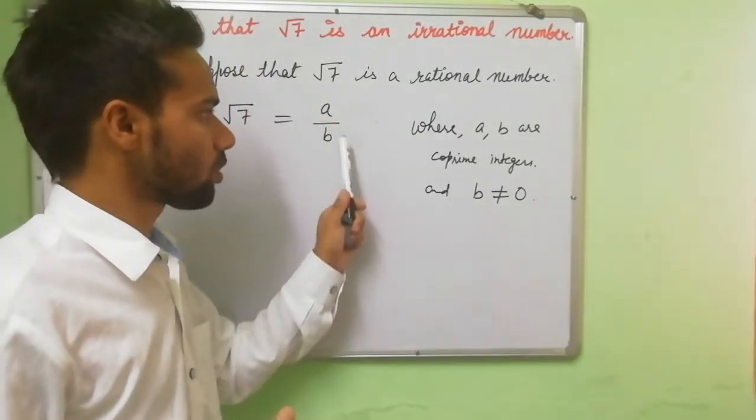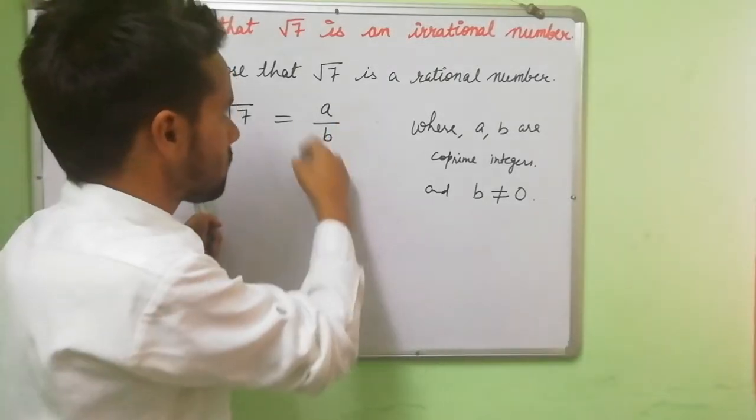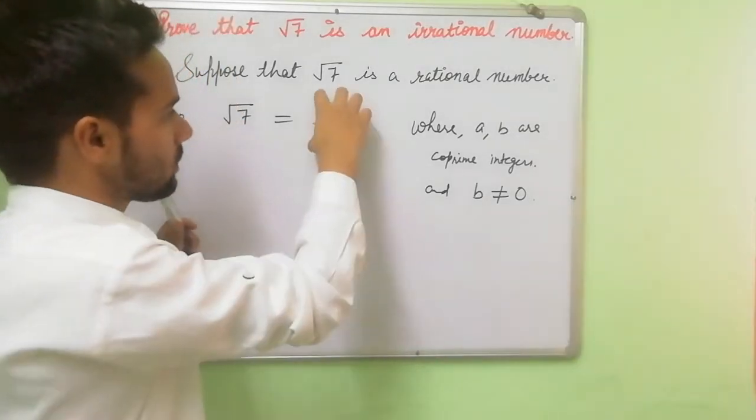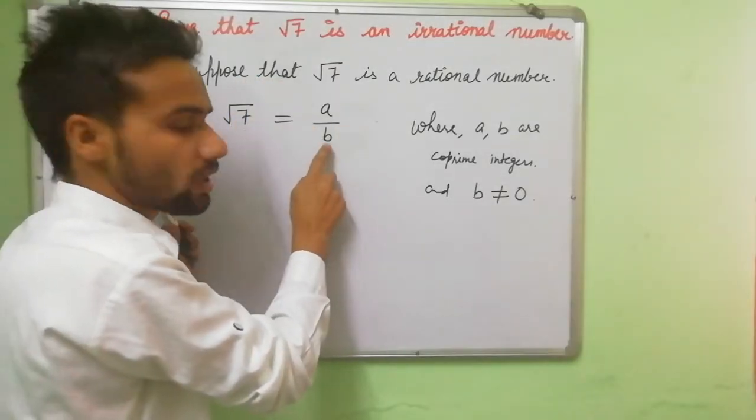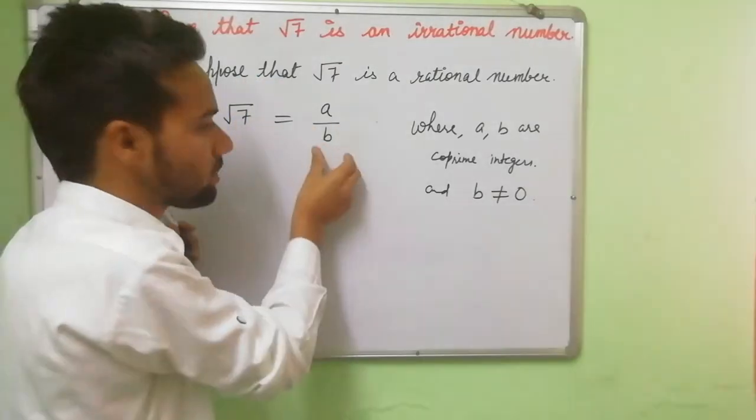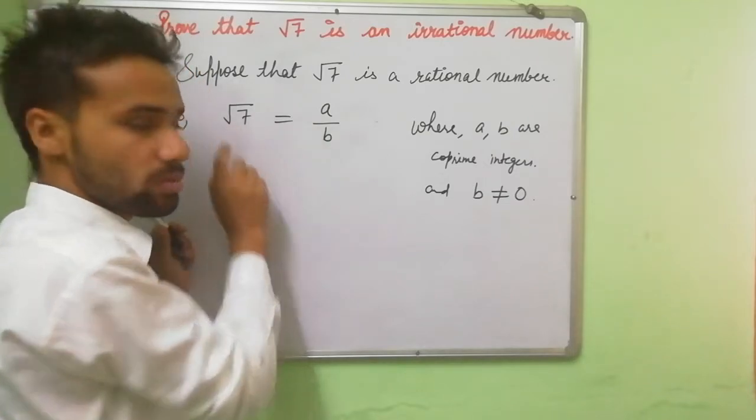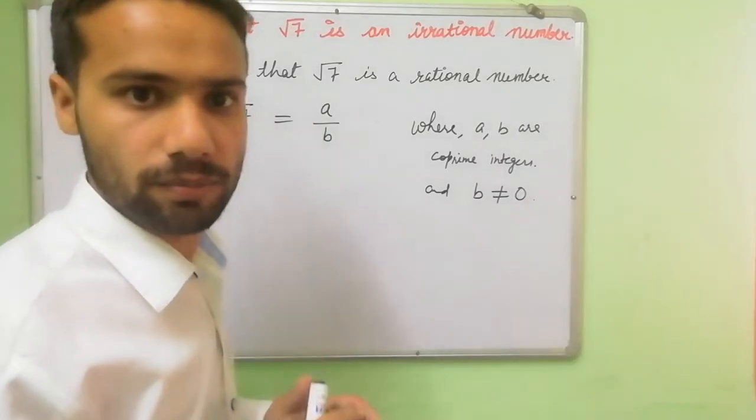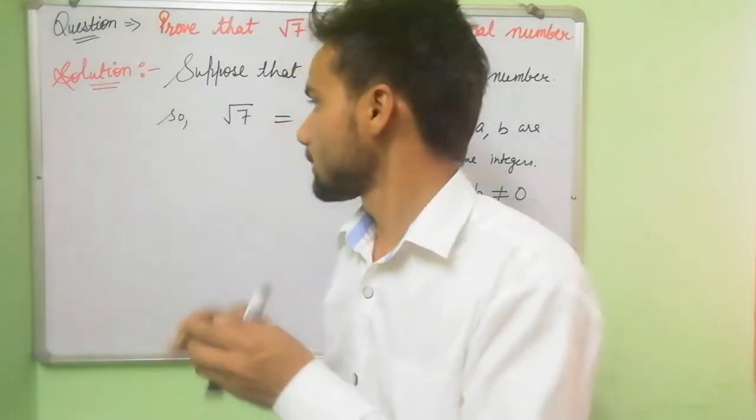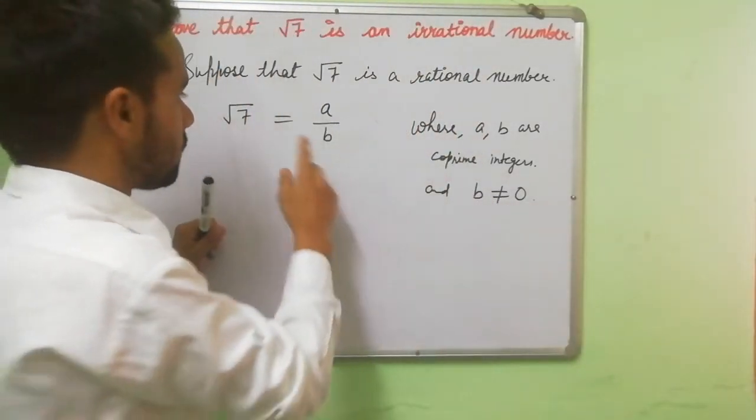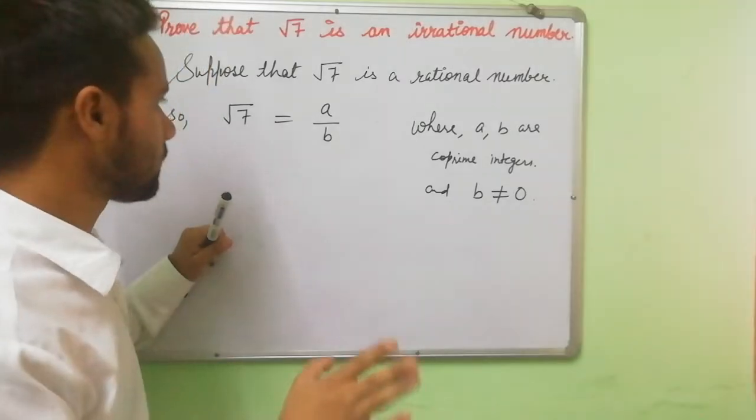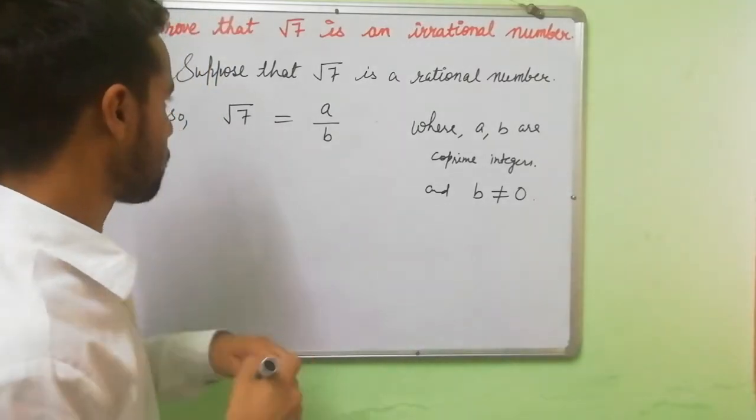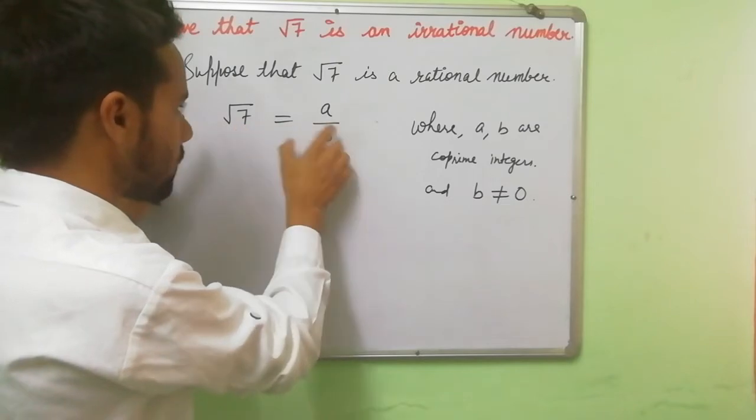If these integers are not co-prime, that means this is not a rational number, and this means this, because this is equal to this. If this is not a rational number and this is equal to this, then this also is not a rational number. Are you getting? So how can I prove these integers have one more factor? Dear student, there is a procedure. First of all, I square on both sides.